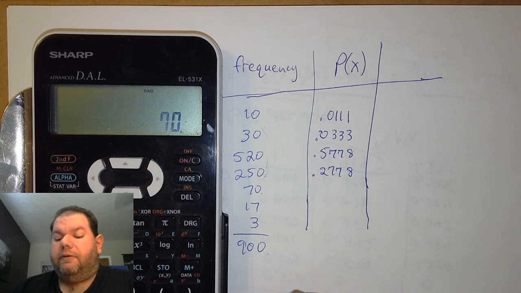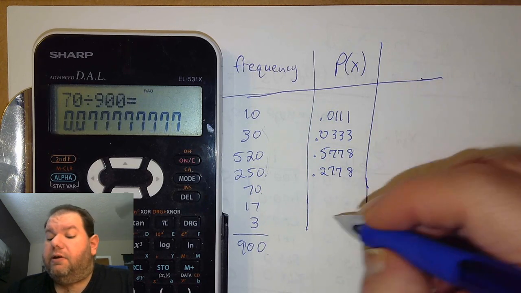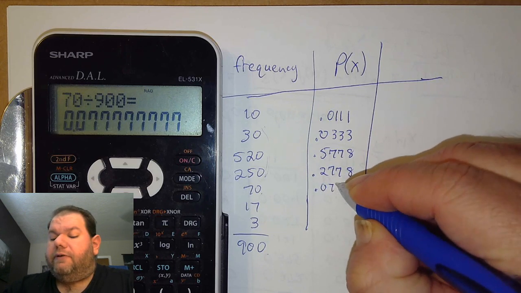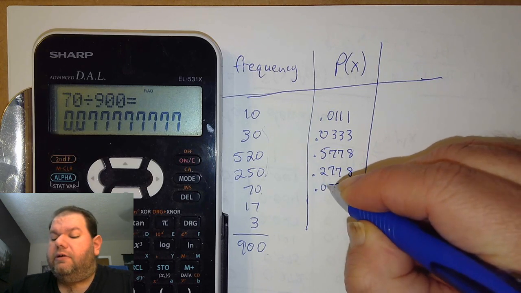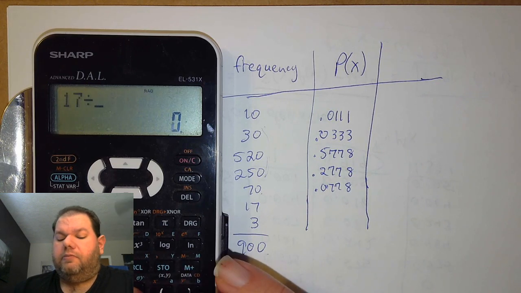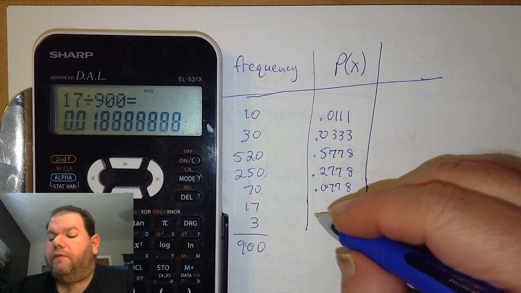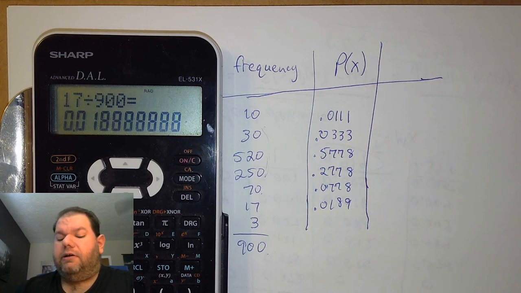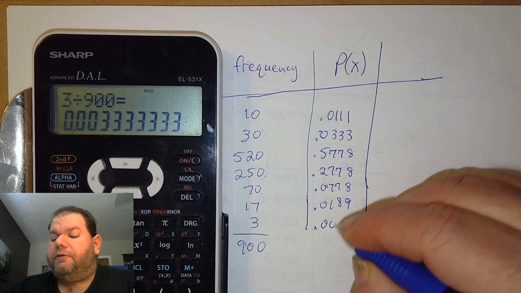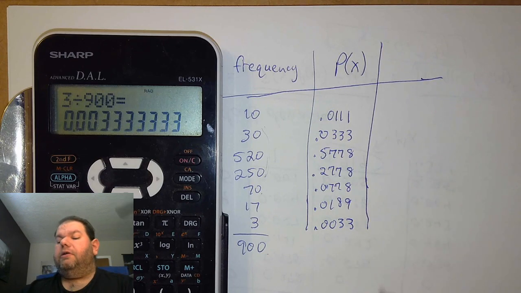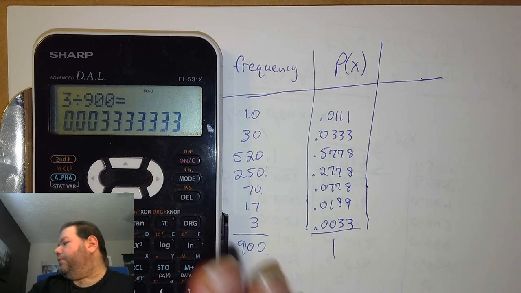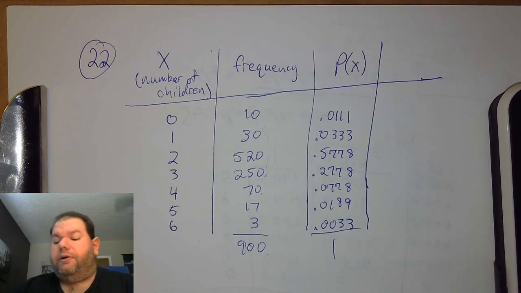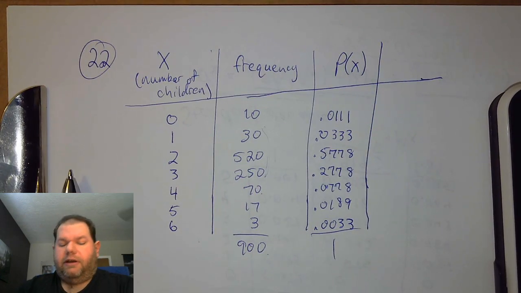This is a little bit tedious, but at least the steps are easy. Then we have 0.0778. Oh, finally something different. 0.0189, I guess we'll make it a 9. And a 3 out of 900 is going to be 0.0033. Okay, and that should add up to 1, or pretty close to 1, depending on the rounding that happened, how many were rounded up versus rounded down.